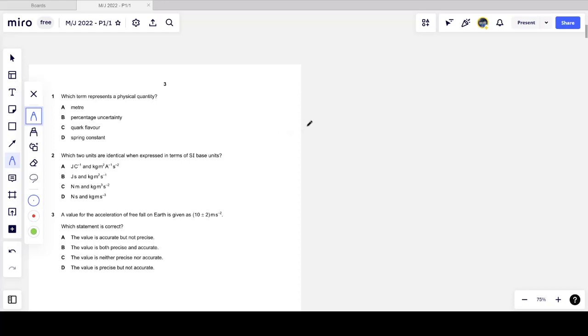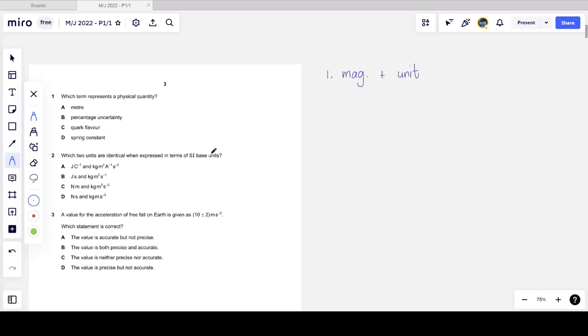And we can see this in question 1. Question 1 says, which term represents a physical quantity? Okay, so I'm given 4 terms, A, B, C, and D, and I have to read all of them to get my answer. Meter is option A, percentage uncertainty B, C, quark flavor, and D, spring constant. Now I have to remember and recall immediately what a physical quantity is. And a physical quantity is anything that's measurable, it's observable, and most importantly, it can be represented by a magnitude and a unit.